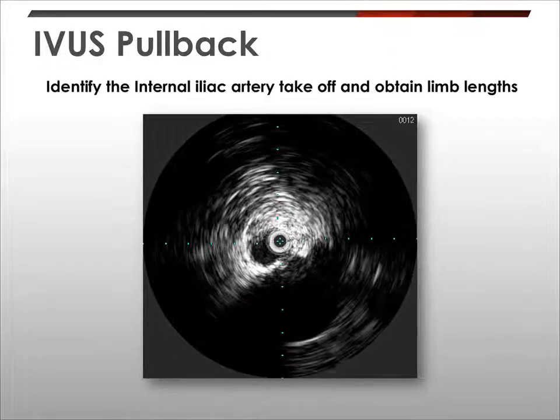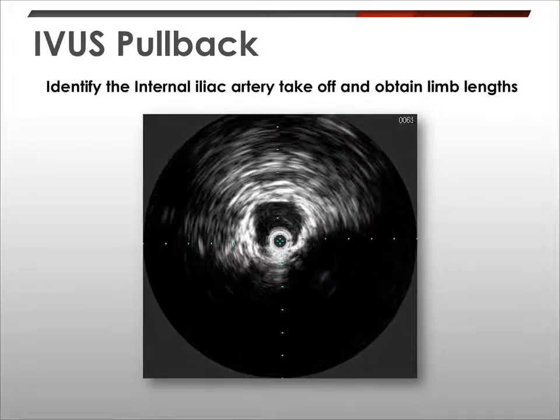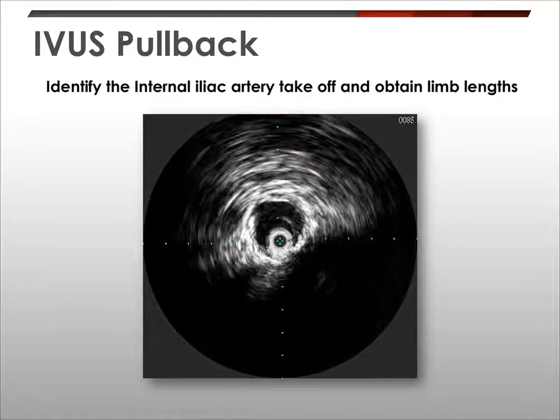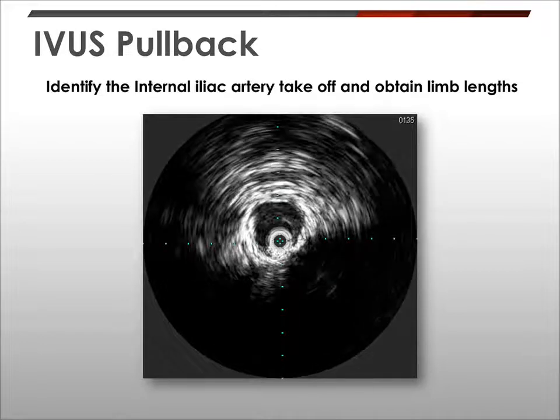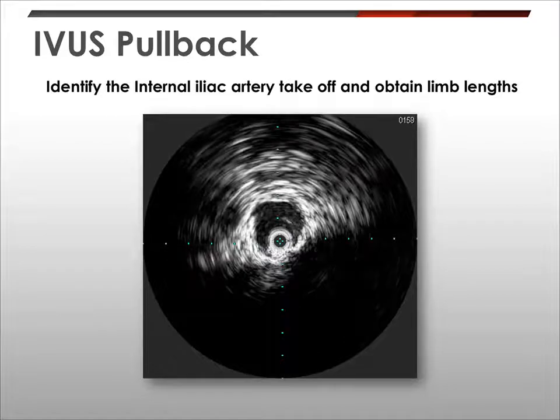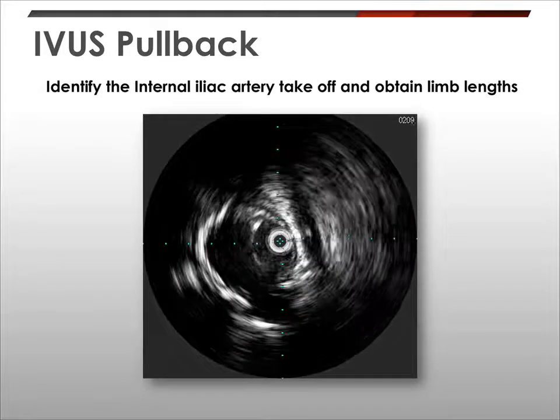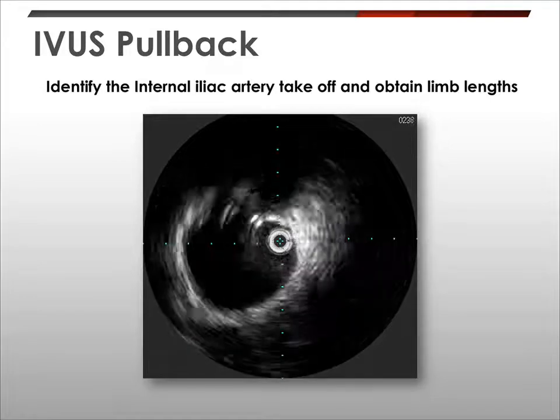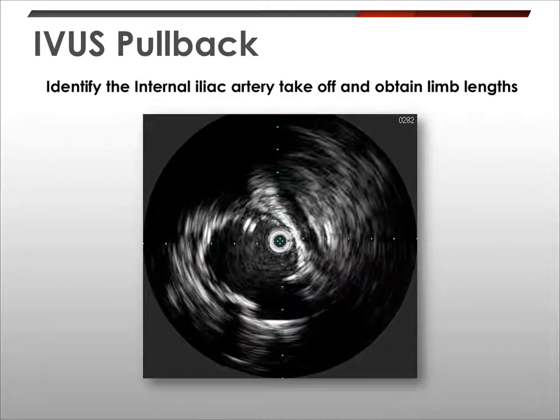The next slide shows the ease with which you can identify exactly where the internal iliac artery takes off. If you shoot an angiogram, you sometimes aren't sure where the internal takes off. If there's a double density there, it might be higher, etc. But with the IVUS catheter, you know exactly where it takes off.